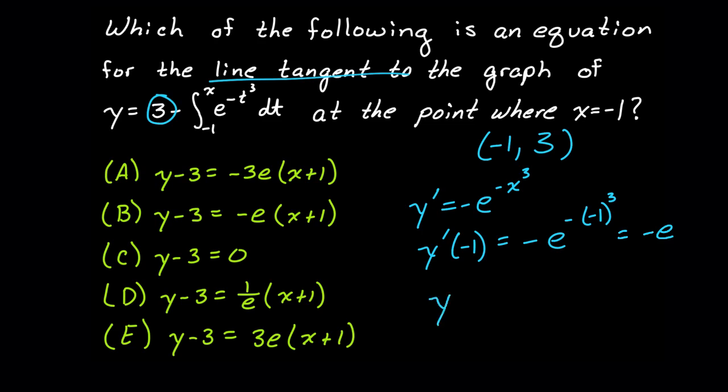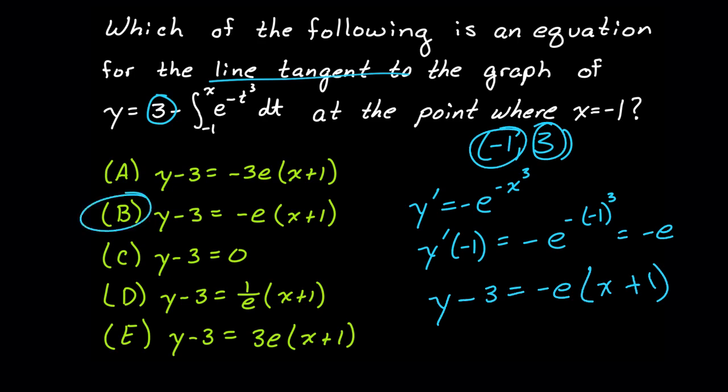All right, we can write our equation, the tangent line now, which is y minus 3 equals your slope, negative e, times x minus the -1, which makes it +1. And that ends up being this answer right here.